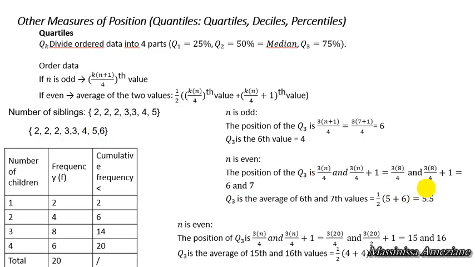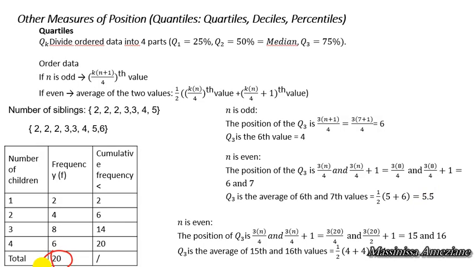Now when we have organized data, we do the same thing. Here we have an even number. The sum of frequencies is 20, so it is even. We have two different positions. The first one is 3n divided by 4. So it is 60 by 4, which is 15. So 15 is the first position. And the second is the next position. So 15 and 16, we find the value of the 15th and 16th value, and we take their average.